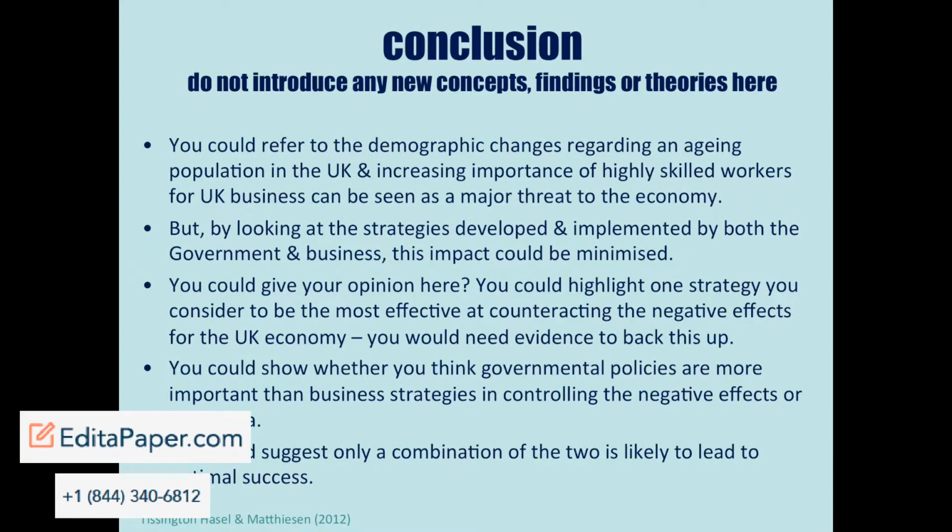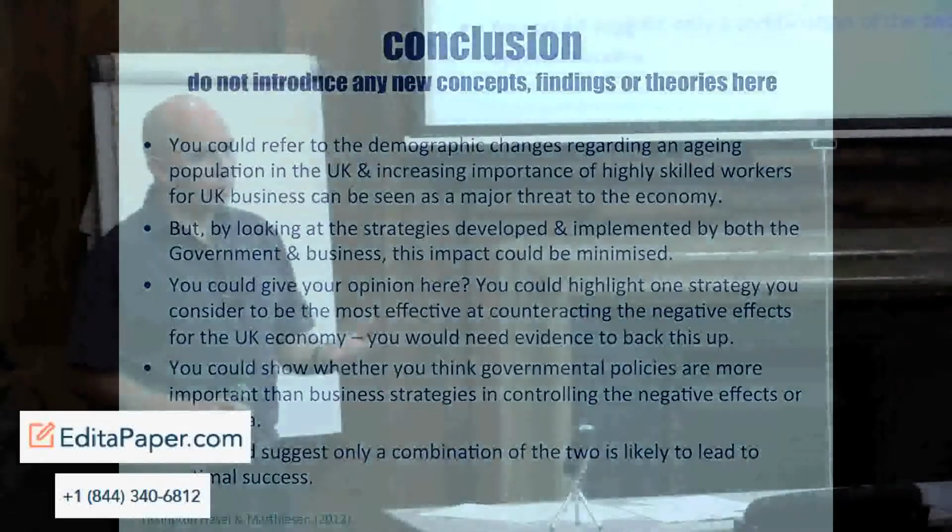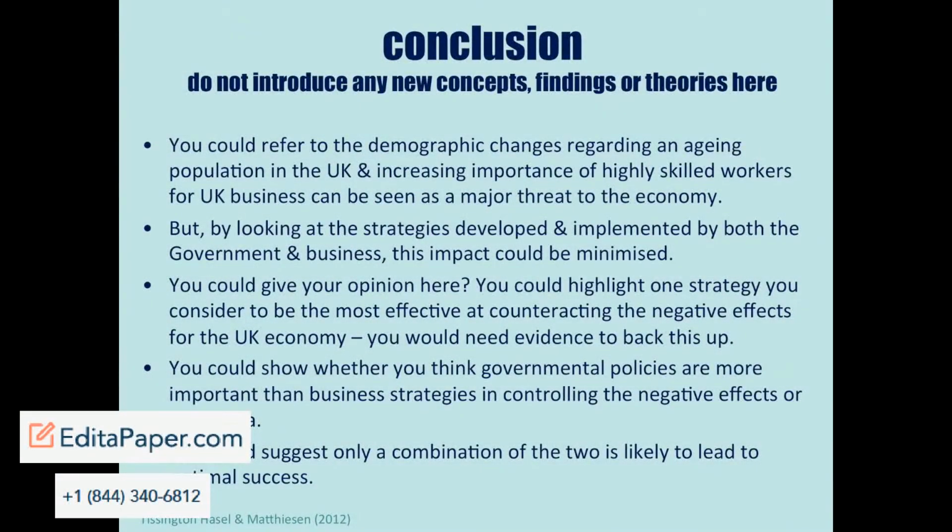He's suggesting, looking at the strategies developed and implemented, the impact could be minimised. So that's the government doing something about it, but also businesses. And that's what the Guardian article was about today, really, in a way. It's telling the government, the CBI are telling the government, look, this is what we need if we're to be successful. And this is where you give your own opinion.